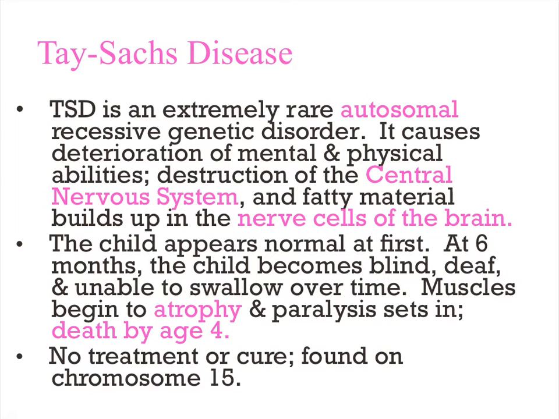Then they become blind and deaf, and they have to have like a feeding tube, and eventually their muscles begin to just waste away, and eventually they become paralyzed. When they become paralyzed, then their muscles don't work. Their stomach can't work anymore. They stop breathing. So these babies usually die by the age of 4. So that's why they don't ever have kids because they die at such a young age. So it's very awful on the child, of course, and on the family. Fortunately, it is very rare, but it does happen.